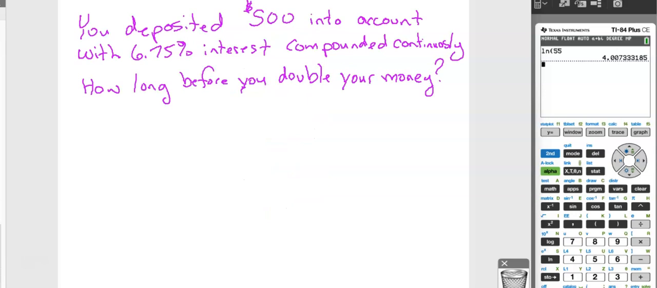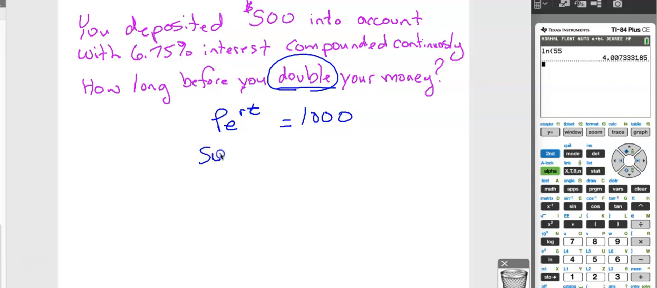And then last problem, you deposited $500 into an account with 6.75% interest compounded continuously. How long before you double your money? That's an important thing. So notice one of the ways we remember, since it says continuous, we're going to use the formula A equals Pe to the rt, and we want to find out when that will double the amount that I invested, which is $1,000. Double that.